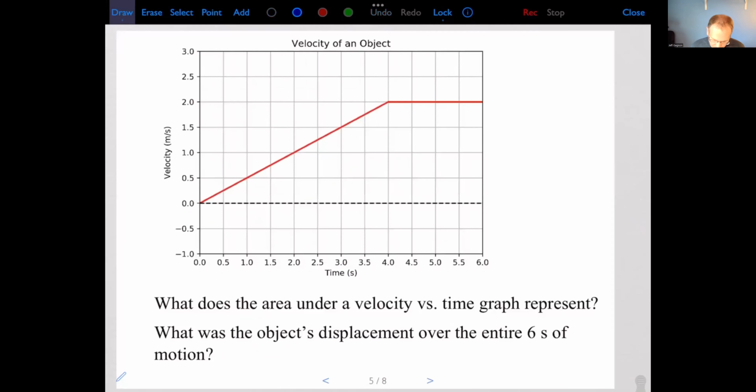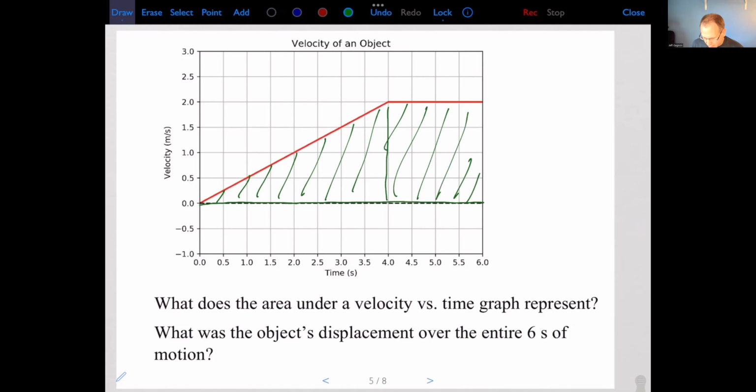Okay, and then this example, so again, this is a velocity versus time graph. But now I want to ask the question, what does the area underneath this graph represent? Let me see if I can just sketch this out here. So this is the 0, right? This is the x-axis. If I calculate this entire area here, what does that area represent? It turns out that area represents the displacement of the object.